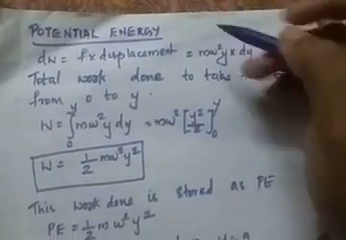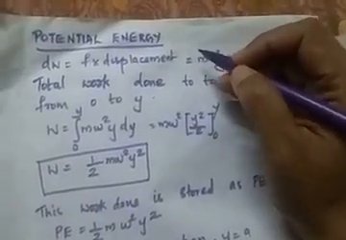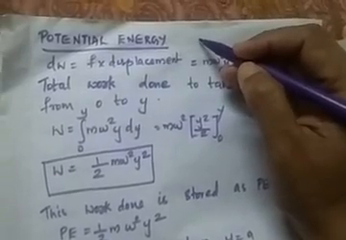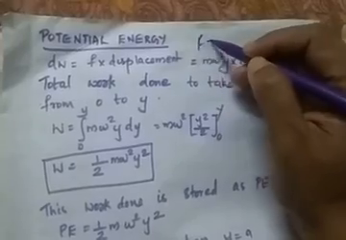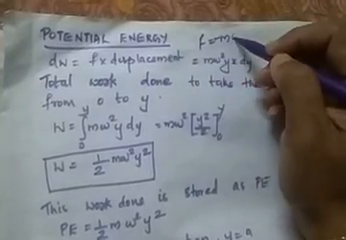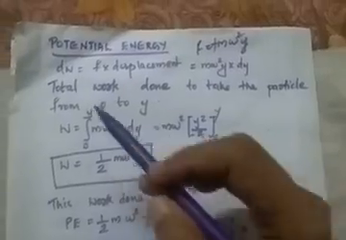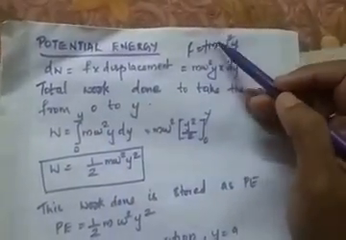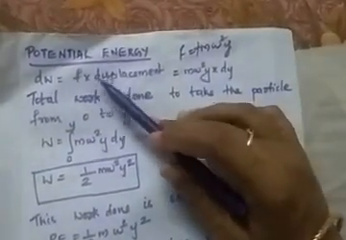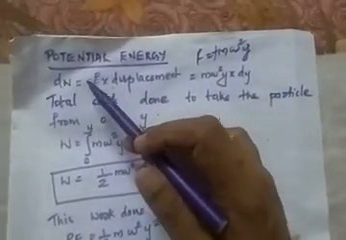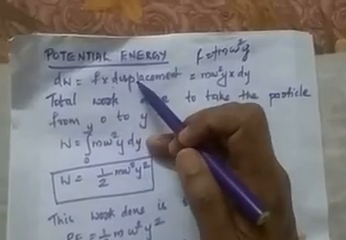And what is the force in simple harmonic motion? Just now we studied the force law. There we found that force F is equal to minus m omega square y, isn't it? And for the time being we can neglect this negative sign, and the work done will be m omega square y, that is the force into displacement. Consider the object has been displaced for a small distance dy. So the small work done dW is force into displacement.